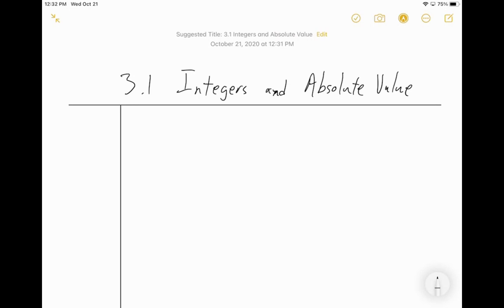Okay, so today we're going to talk about integers and absolute value. We're having some definitions. Again, I'm going to show you how to do those 4 IXL lessons, and we'll go from there. Okay, so first I'll start with some definitions. First of all, what is an integer? Let's write this down, please.